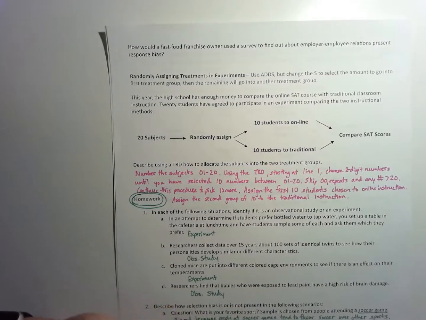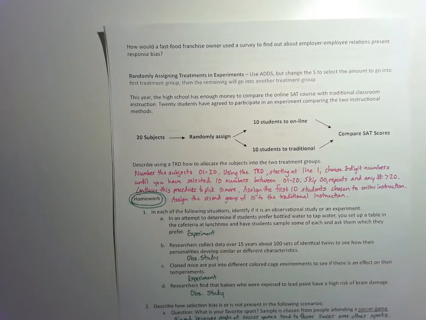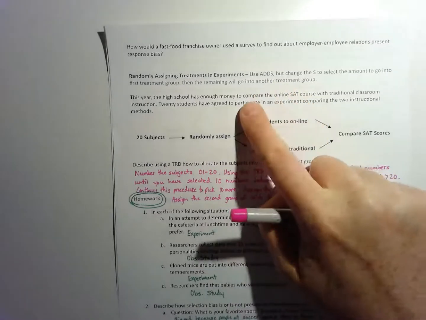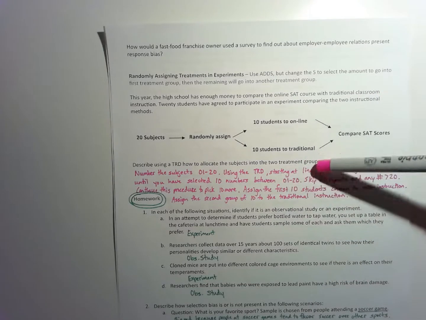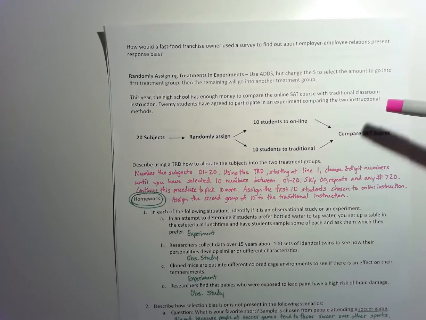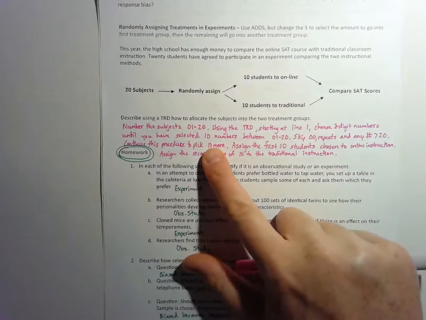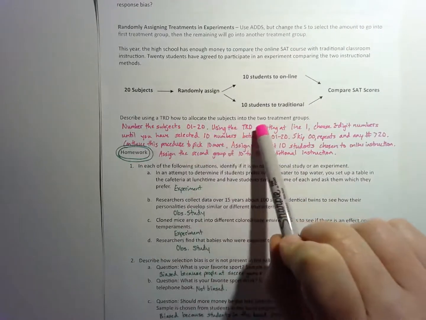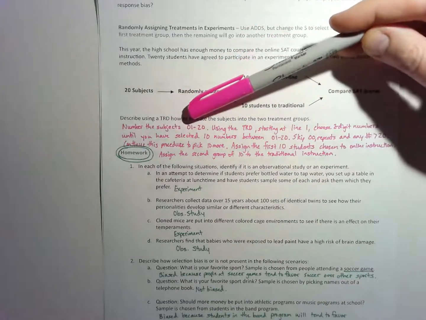And then it wants us to randomly assign treatments in experiments. So using our ADS acronym, but change the S to select the amount to go into the first treatment group, and then the remaining will go into another treatment group. This year, the high school has enough money to compare the online SAT course with traditional classroom instruction. 20 students have agreed to participate in an experiment comparing the 2 instructional methods. So we want to describe, using our table of random digits, how to allocate the subjects into the 2 treatment groups, which are students. First we would number the subjects 01 to 20.